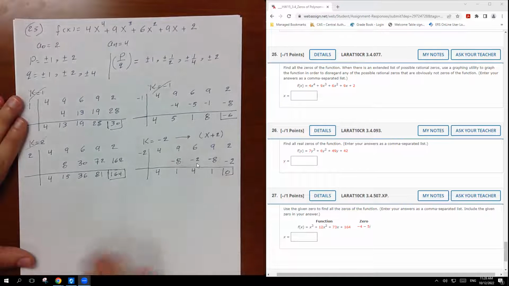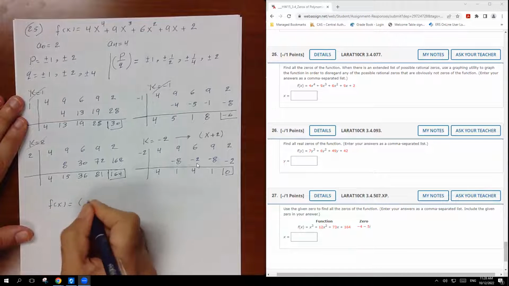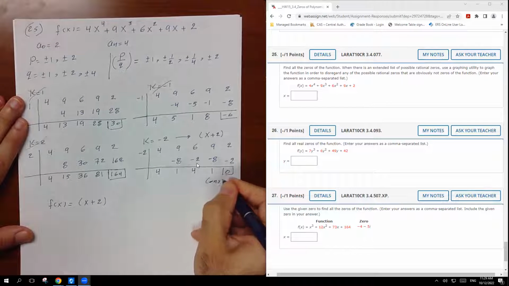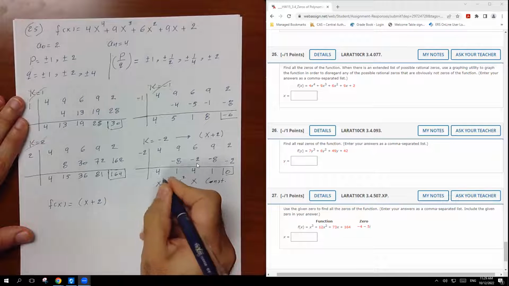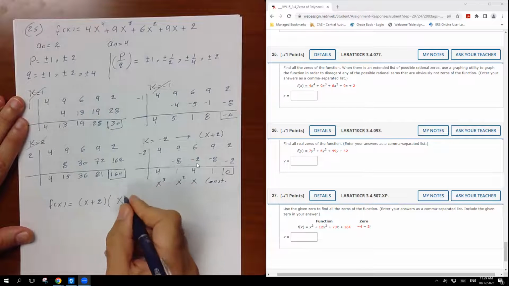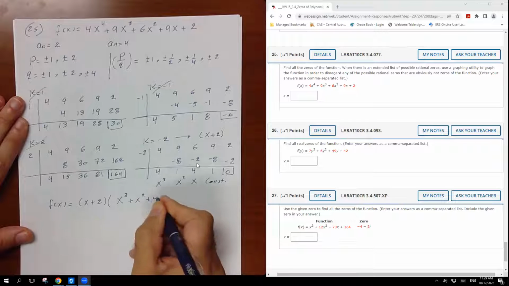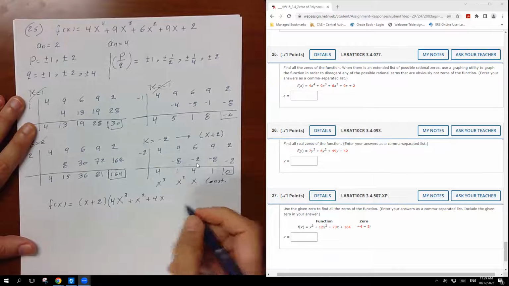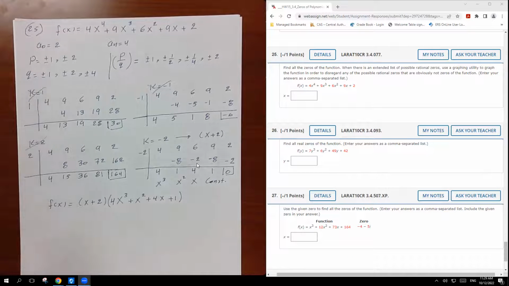Now that means our polynomial function is going to be x plus 2, and this is constant, x squared, and x cubed. On the left is going to be x cubed plus x squared plus 4x plus 1. Constant is 1. So we're done with the first part.